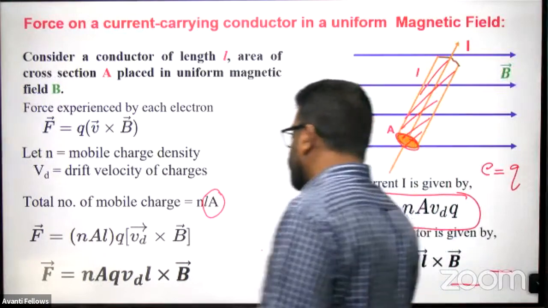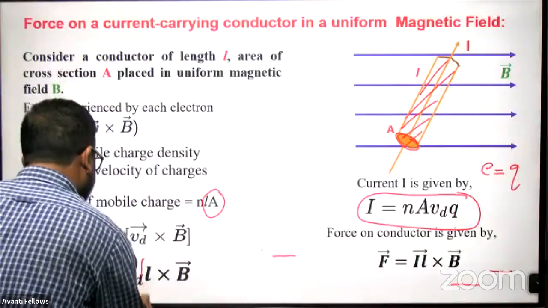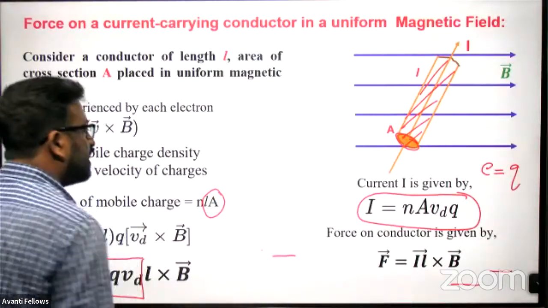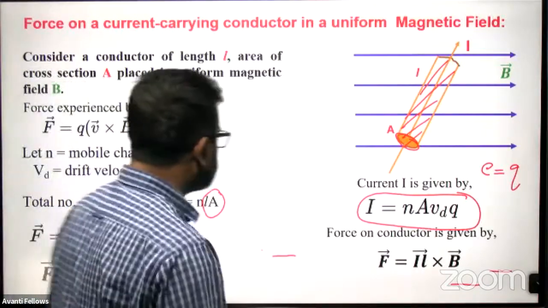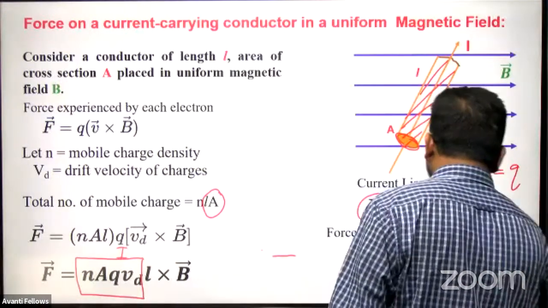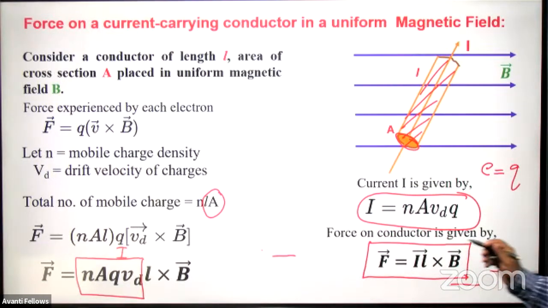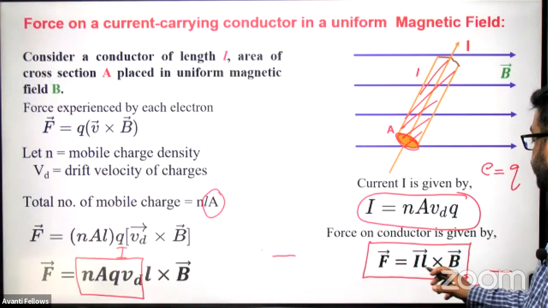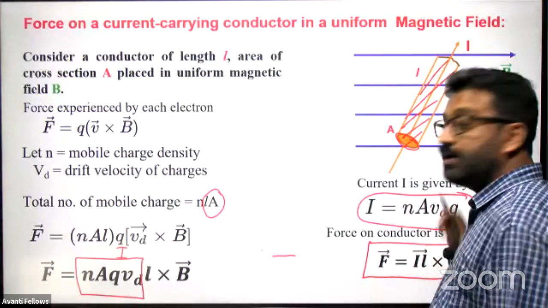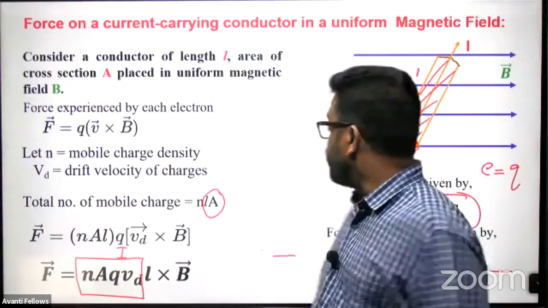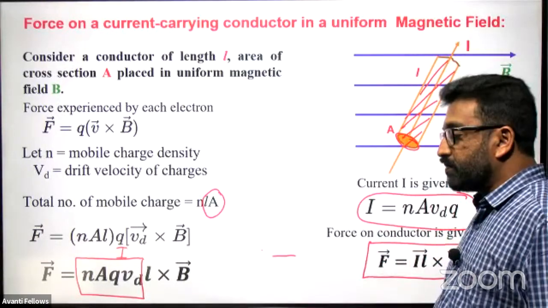So in this equation, n A v_d into q can be taken as I. This will be equal to I. So the equation reduces to F equals I L cross B. So the force will be perpendicular to both the current element and the magnetic field. Okay, so that is the force experienced by a current carrying conductor placed in a magnetic field.